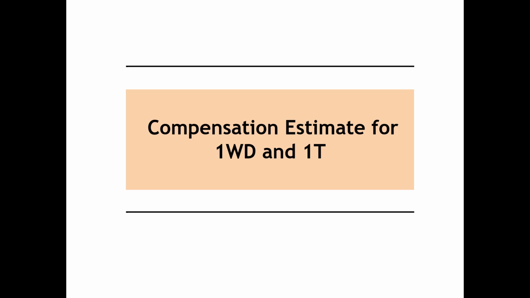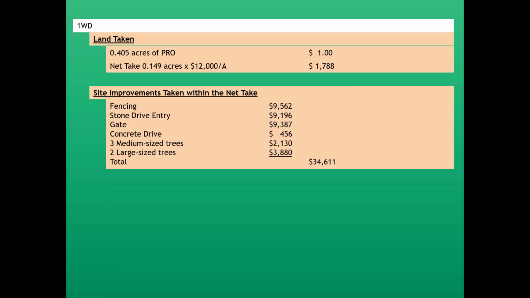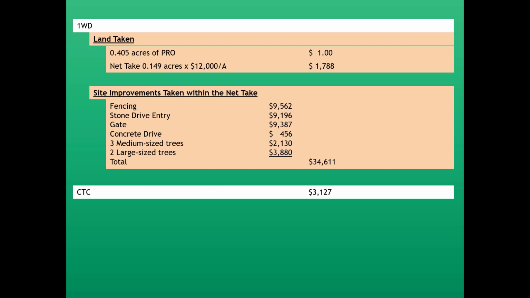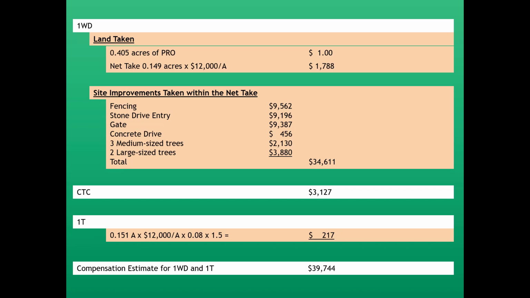So the compensation estimate for 1WD and 1T is: 1D land taken is 0.149 acres net take at $12,000 an acre, which is $1,788. Site improvements taken, which considers the fencing, the stone drive entry, the gate, concrete drive, and the trees, totals $34,611. The cost to cure was $3,127, and the temporary was $217. The total compensation estimate for the 1WD and 1T areas is $39,744. The site improvements taken, the cost to cure, and 1T were estimated in this module, and the land taken was estimated in the previous module.